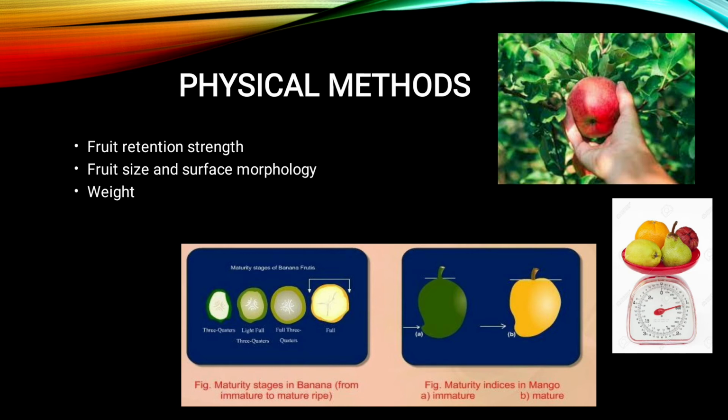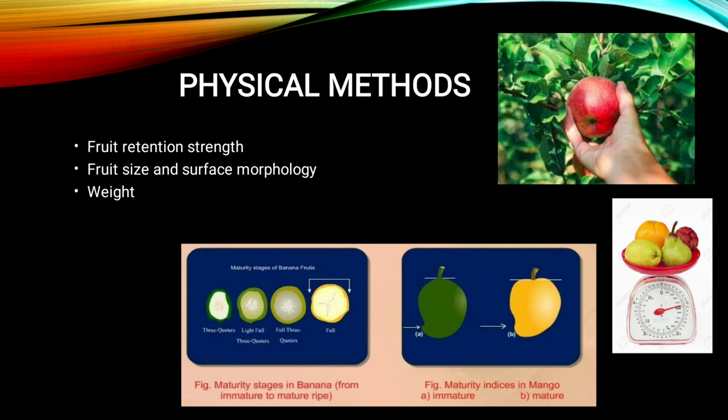So if more force or more power is required to separate the fruit, it means it is quite an immature fruit. But when it separates easily from the plant, it means it is at the stage of maturity, or it is a properly matured fruit. So when the fruit retention strength required is very high, at that time it is quite an immature fruit.